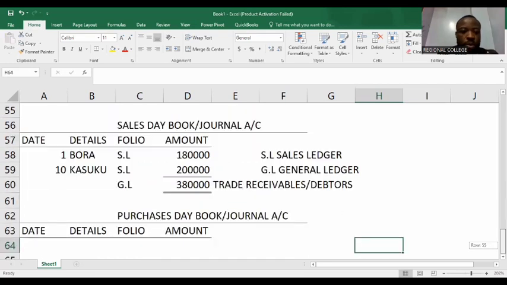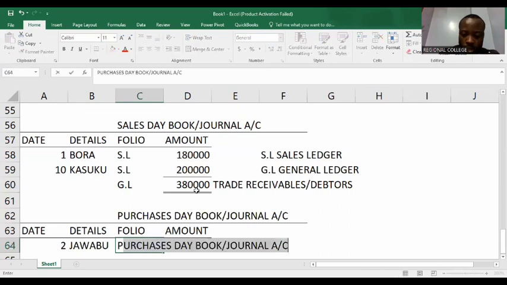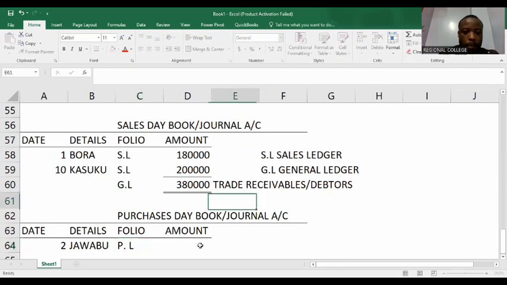So we have one creditor on the second, Jawabu. Remember in that question, we said that the purchases ledger is not an original entry because it has to wait for something that is coming from the purchases day book. So that is the PL, to mean purchases ledger. The amount was 120.